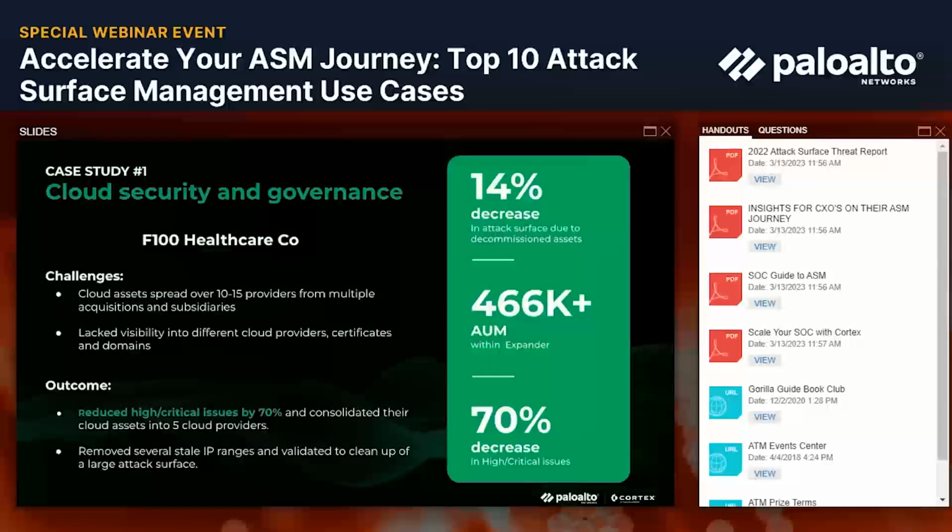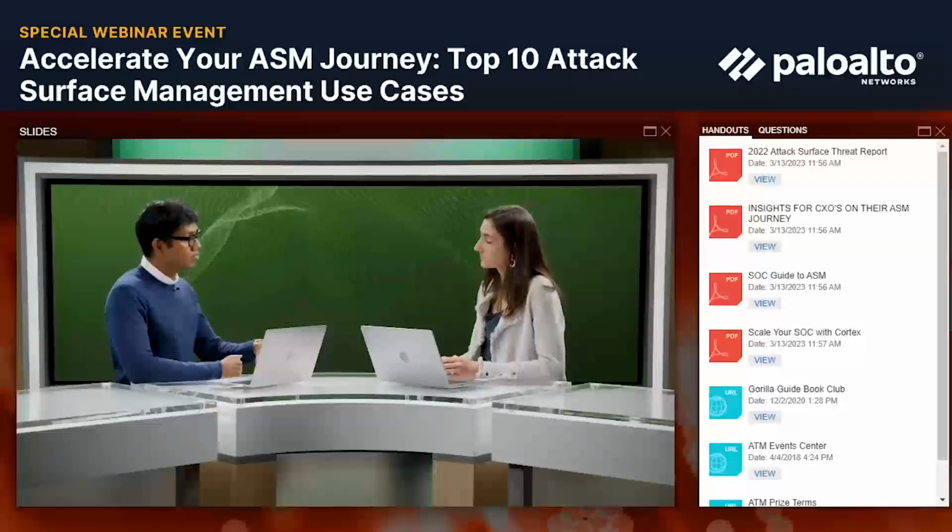They were experiencing cloud sprawl across 10 to 15 different providers that they didn't even know about. And so you can imagine the challenge this posed in giving them visibility into their different cloud providers and certificates and domains. And so working with us, we helped to reduce their issues by 70%. And we also overall saw a 14% decrease in their attack surface due to decommissioned assets. So really helped turn things around for them and help clean up their attack surface. So basically helping them address some of the key challenges that we went over early on in this conversation.